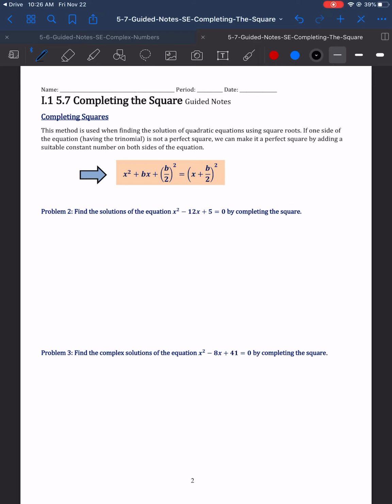So I'm going to subtract 5 from both sides. So we have x squared minus 12x, and I'm going to leave a little space here on both sides because I'm going to add something, but we don't know what that something is yet. So this is where I'm going to take the middle term, which is negative 12, and divide it by 2 and get negative 6, and then I'm going to square that and get positive 36.